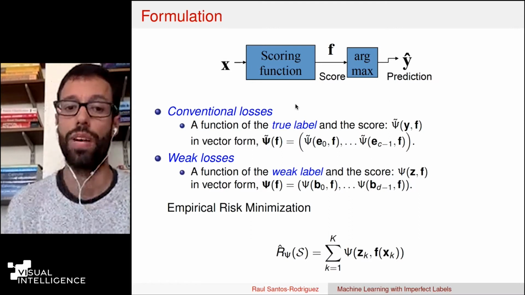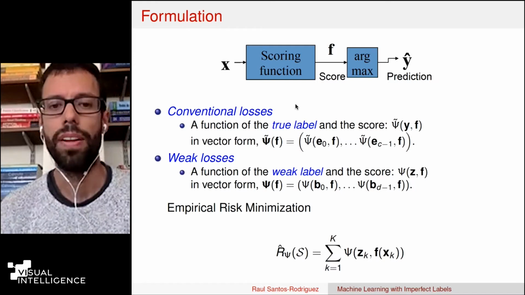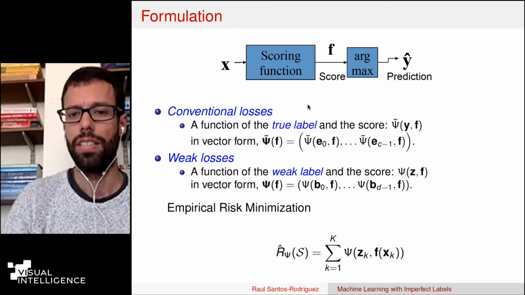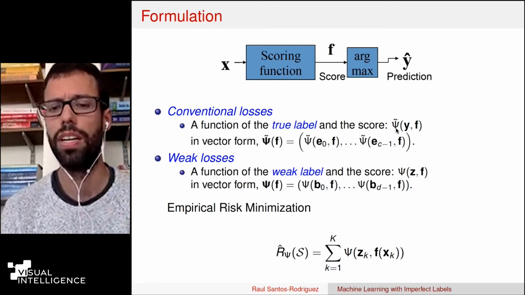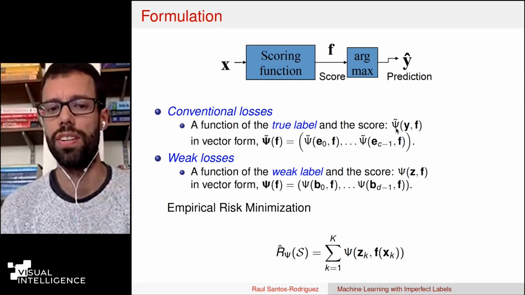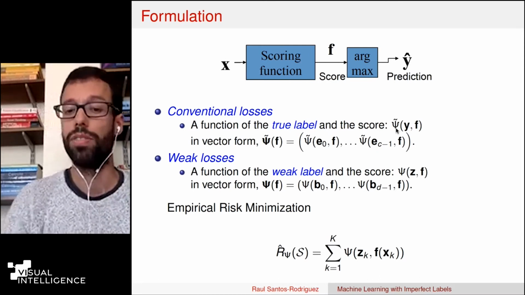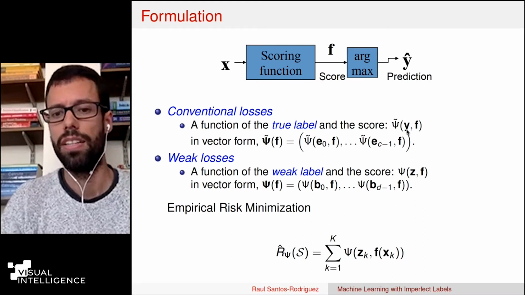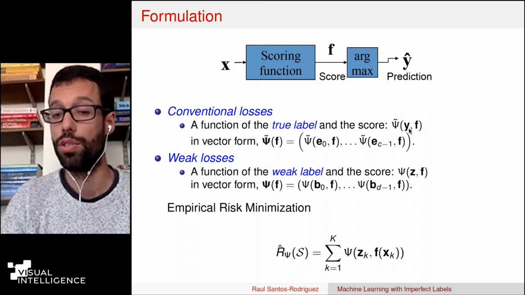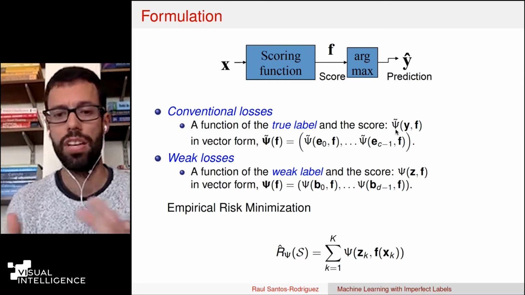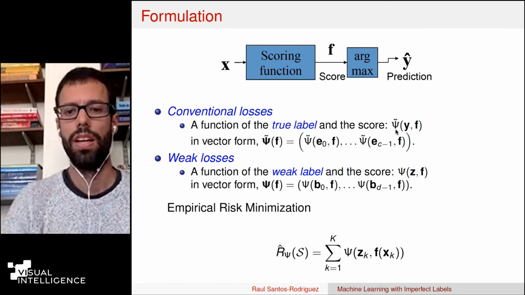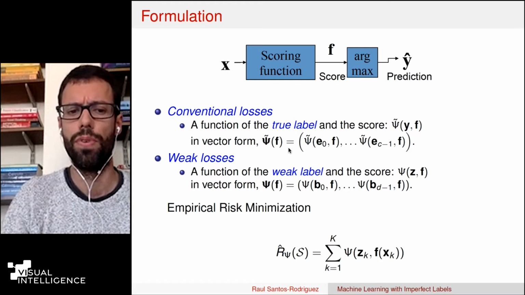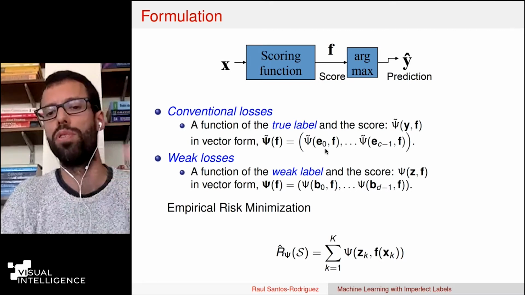So here I need two extra elements. One is the conventional loss function that I refer to as psi tilde. I use the tilde for the standard one because we are interested here in the weak version. But you could think of this psi as a function of the score and the true label. And in general, this could take the form of exponential loss, square loss, anything that you're familiar with. And we tend to represent it in vector form to make things more complete. But it just means that I'm evaluating here against all possible true labels.